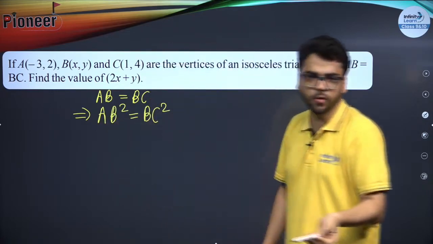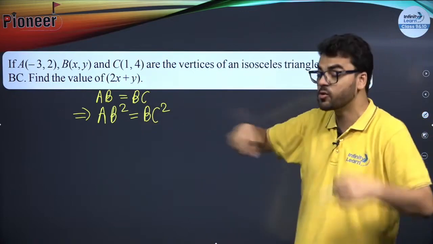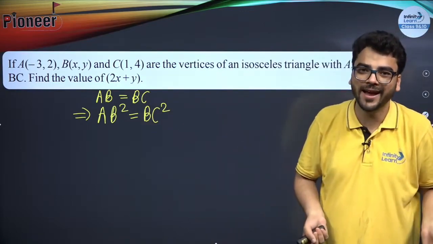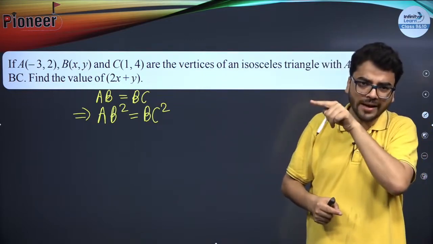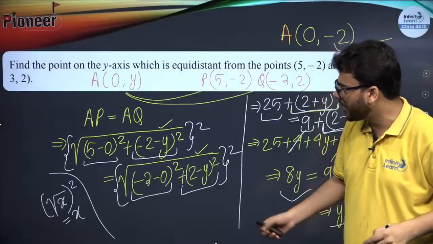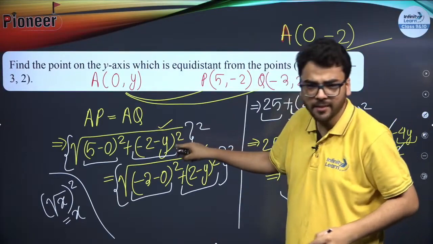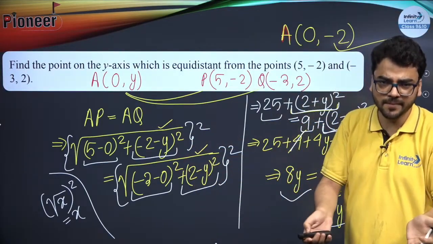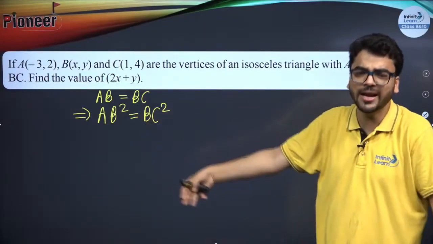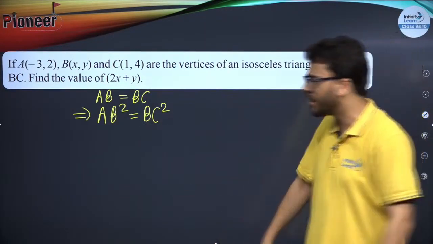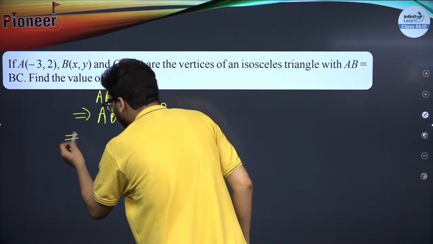Why am I squaring on both sides? So that I will not have to write the square root of the distance formula. You know that when the square root of the distance formula comes, you will have to square it, so it becomes a bit complex to write and sometimes confusing. So can I not square in the second step itself, so that I will not write the square root in the next step? So AB square I want to take over here.